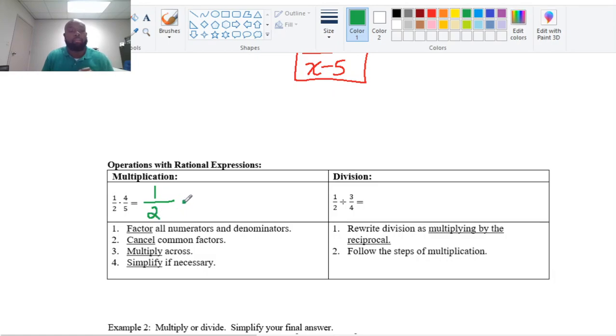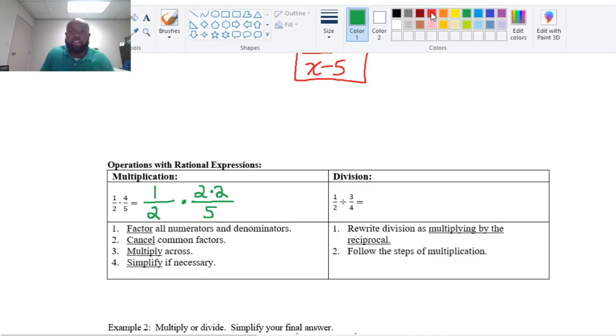4 is not a prime number. Remember, a prime number is a number that can be divided evenly only by 1 and itself, right? 4 is not prime, but the two prime factors of 4 are 2 times 2. So I know we don't normally do this, but I'm going to write 4 as 2 times 2. That's its factored form, its prime factorization. And 5 is a prime number, so it is already in factored form. So I went through a process and factored all my numerators and my denominators.